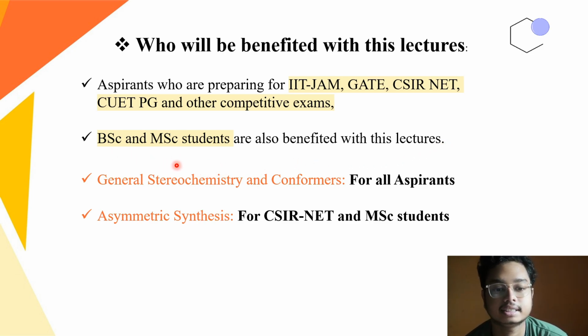Also, the BSc and MSc students who are in college will also benefit from these lectures. Basically, I have divided the stereochemistry topic into two different chapters. One is general stereochemistry and conformers, and the second one is asymmetric synthesis. General stereochemistry and conformers can be followed by all aspirants irrespective of their examination, because this is a very common thing. And asymmetric synthesis is especially for the CSIR NET aspirants and the MSc students, because they have to learn the advanced version of stereochemistry.